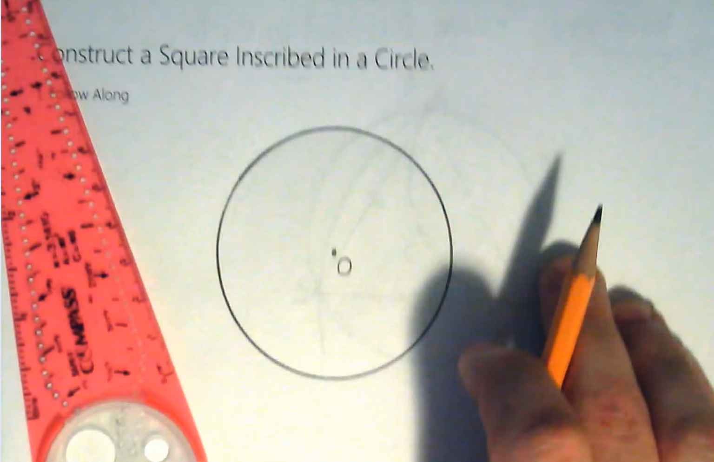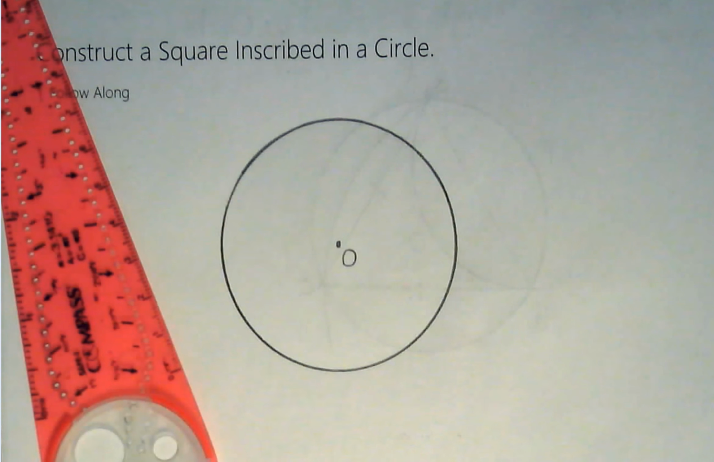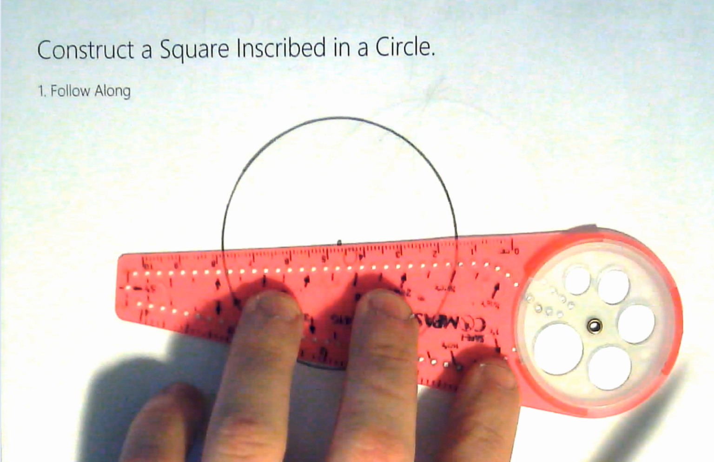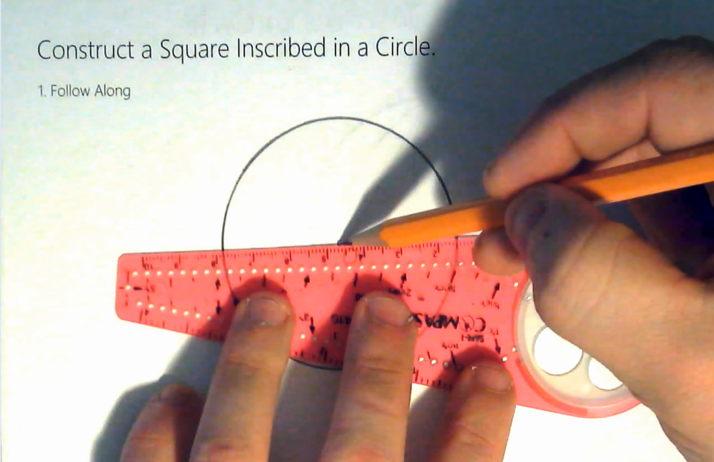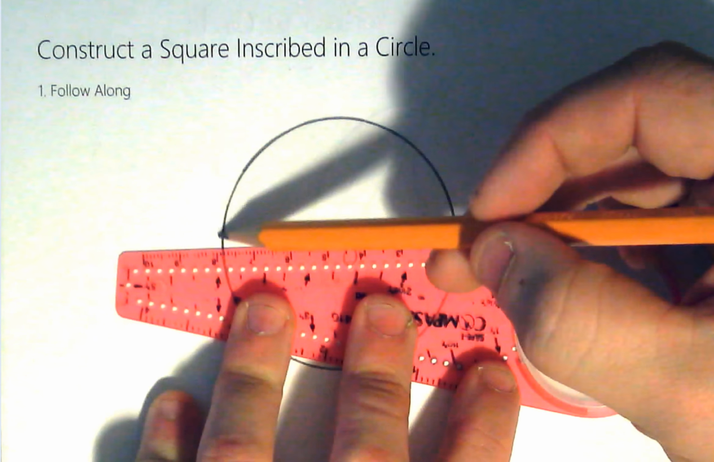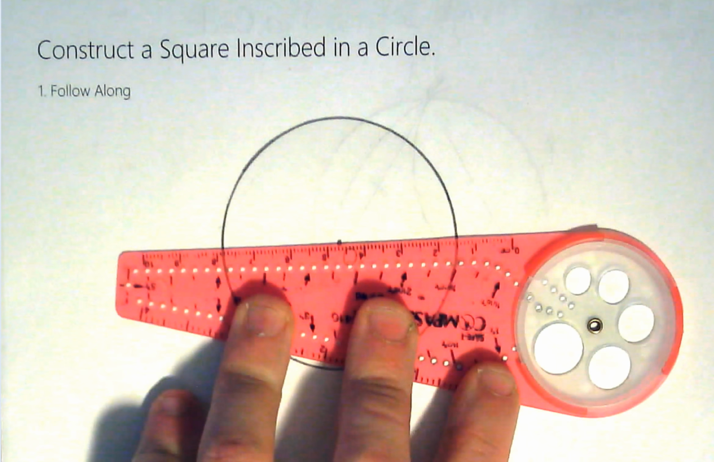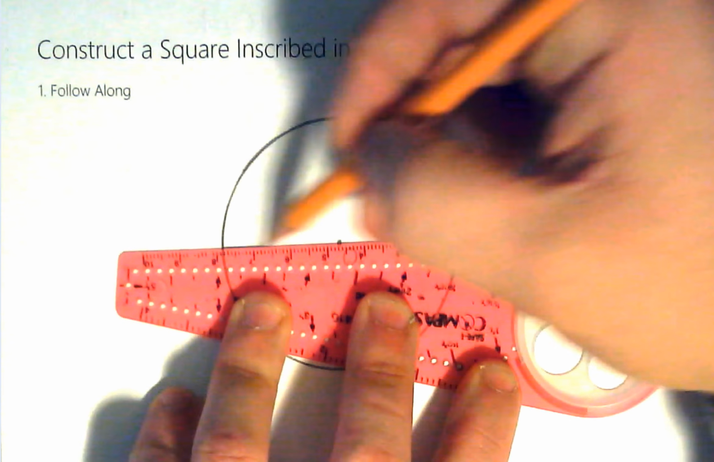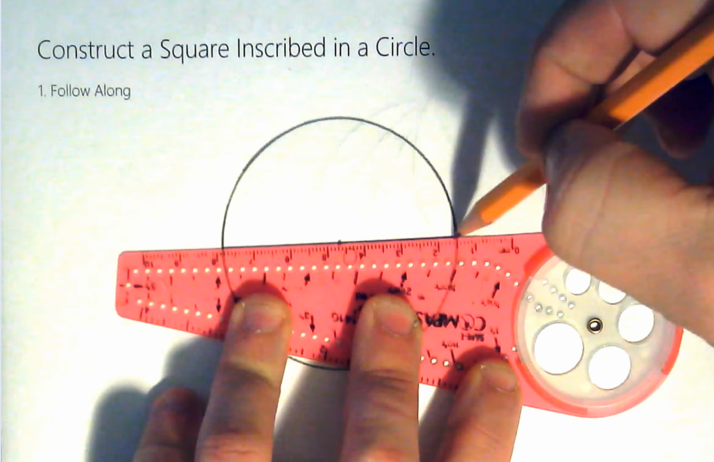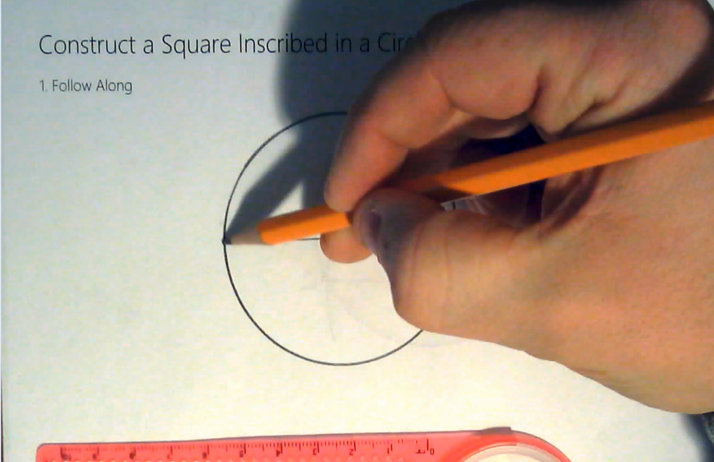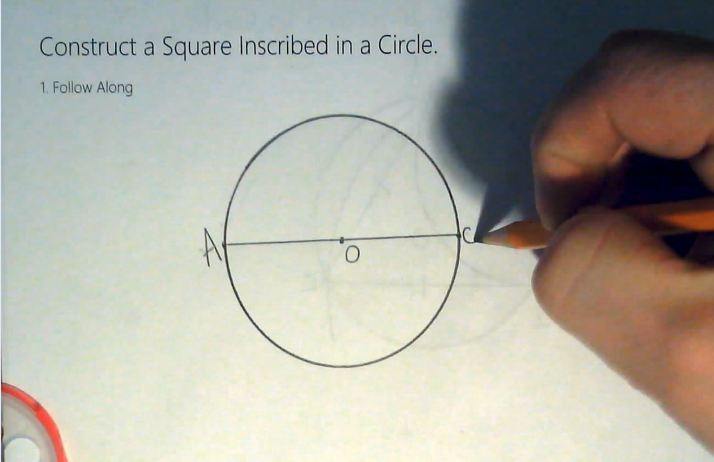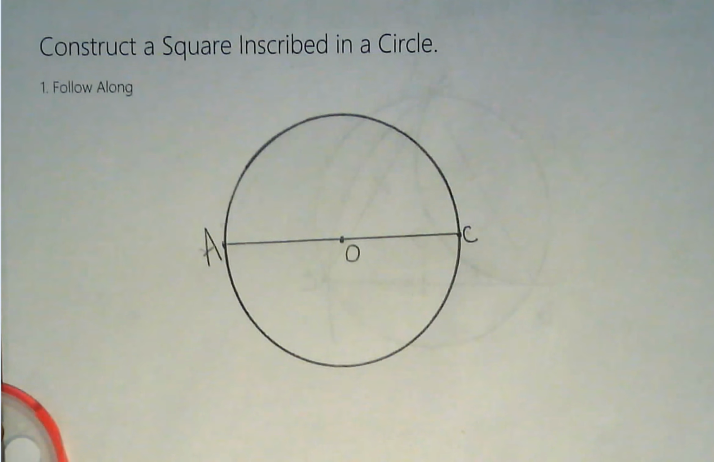And what our next step is going to be is we're going to draw a diameter of the circle. So I'm going to draw a line that starts on the circle, goes through our center of a circle, point O, and then ends on another point on the circle. And that's what a diameter is. A line that crosses through the center of the circle and has endpoints on parts of the circle. So there we go. I'm going to call these points A, and I'm going to call this point of intersection C. So I've successfully drawn a diameter of the circle.